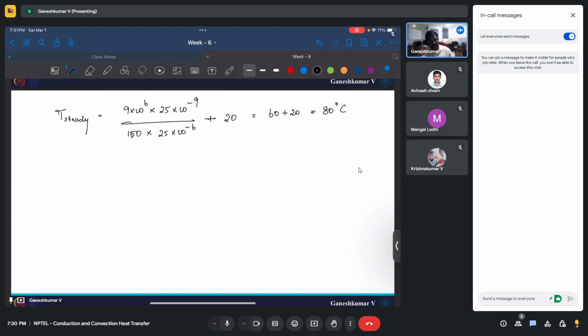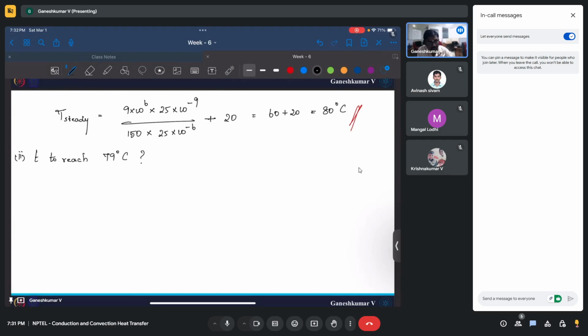So basically this is the steady state temperature it reaches when you have heat generation of 9 into 10 power 6 watt per meter cube. Now the second thing that we are asked to find is the time taken to reach 1 degree Celsius less than this steady state temperature, which means the time taken to reach 79 degrees Celsius. What is the time it takes? Once you switch it on, how much time does it take to reach 79 degrees Celsius is what they're asking.